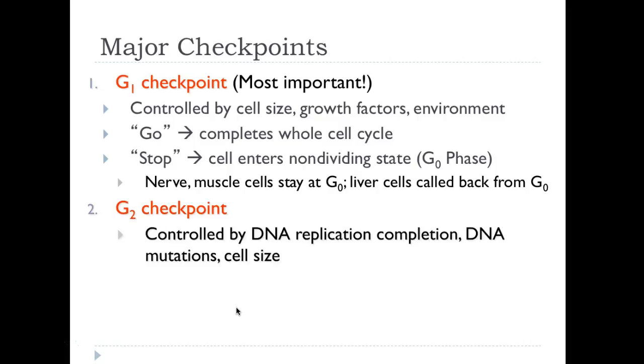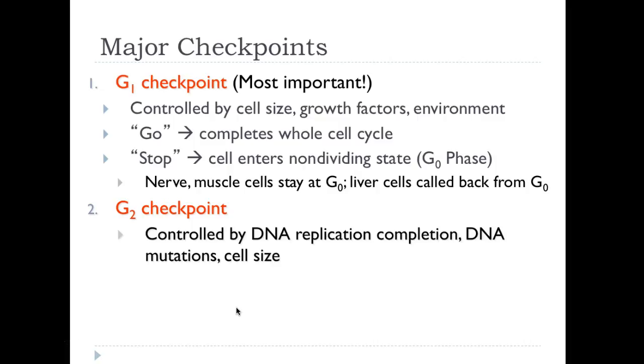In the G2 checkpoint, controlled by DNA replication completion, DNA mutations, and cell size. So the G2 checkpoint is basically ensuring that the DNA was replicated and completed fully. It's going to check for any DNA mutations. The cell itself is quite spectacular in that it could go back and look at the DNA that was replicated and fix any possible errors.